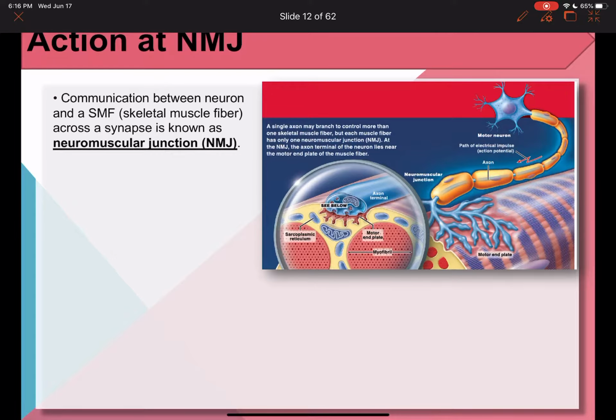Now, in order for a muscle fiber contraction to occur, it must first be stimulated by what's called a motor neuron, okay? We'll talk about different types of neurons when we get to the nervous system chapter, but motor neurons are the ones that are specifically innervating or stimulating muscle fibers. That's why it's called a motor neuron, because it is for movement, okay?